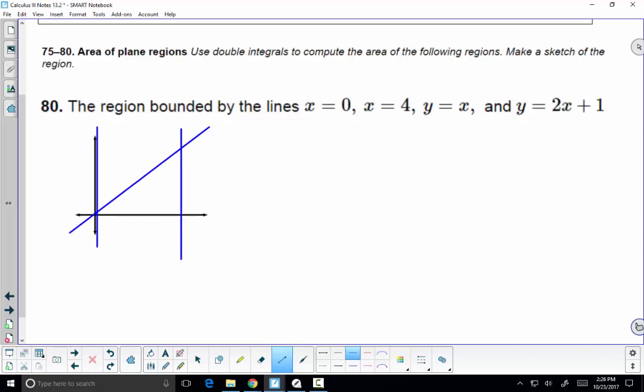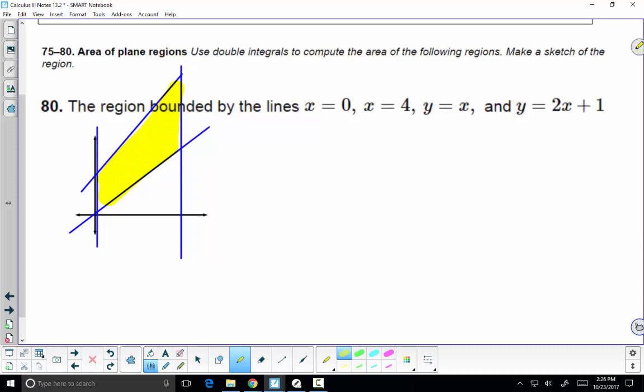y equals 2x plus 1. So that's steeper. It looks kind of like that. So you don't have to be super precise at first. Just sort of try to figure out where is the region that's trapped in between these four curves. So we've got four curves. Graph them all and figure out where the bounded region is. So it looks like right there.